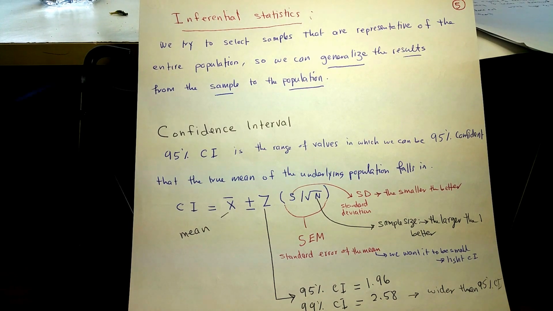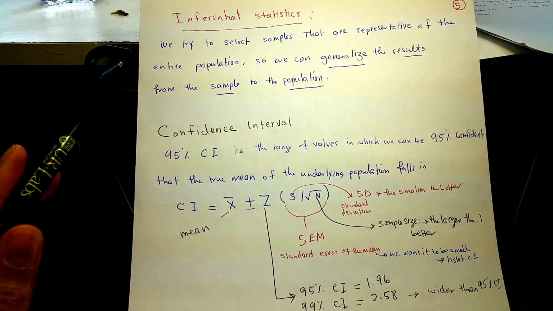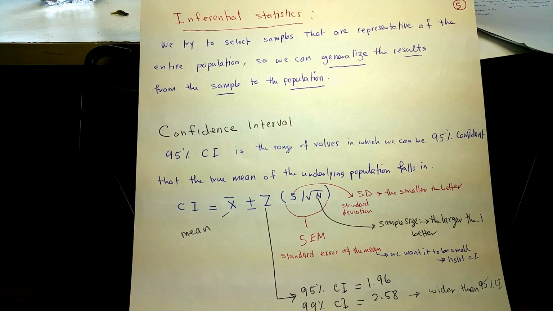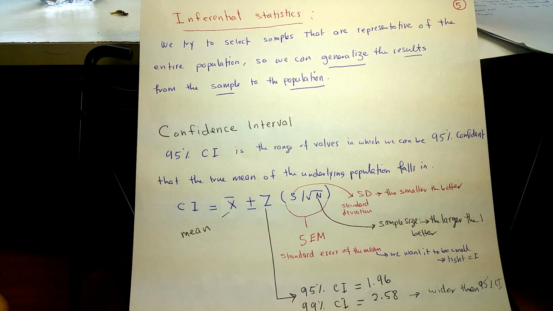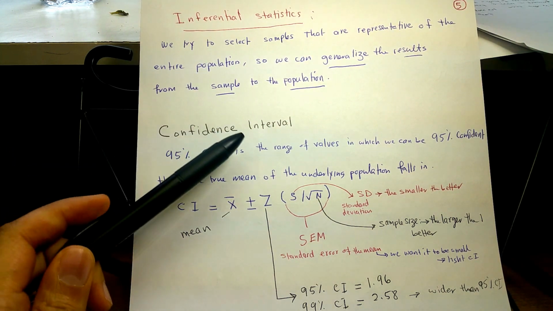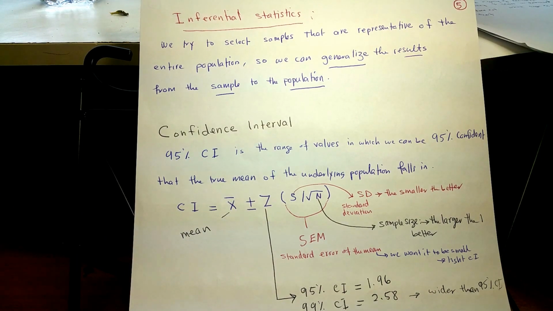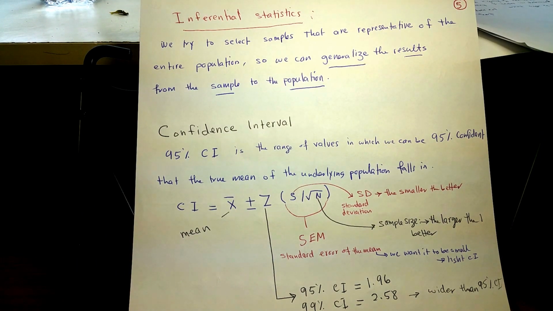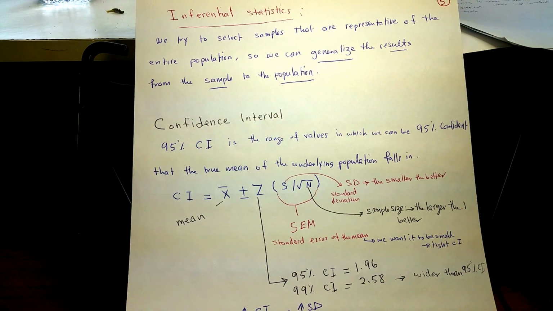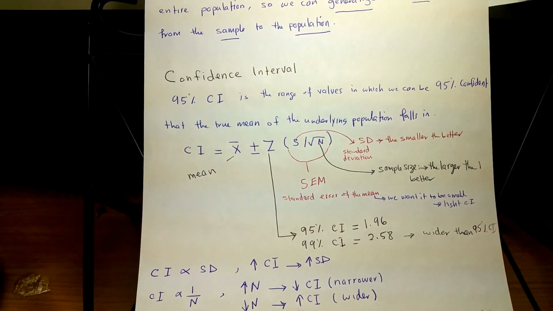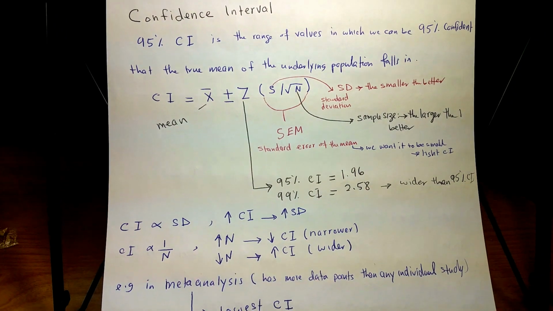So in inferential statistics, we try to select samples that are representative of the entire population. That can't be true all the time. So we want to generalize a result of a sample to a population. We use inferential statistics and try to do that using the confidence interval. So the confidence interval allows us to say how confident we are that the results from this sample can be generalized to the entire population.